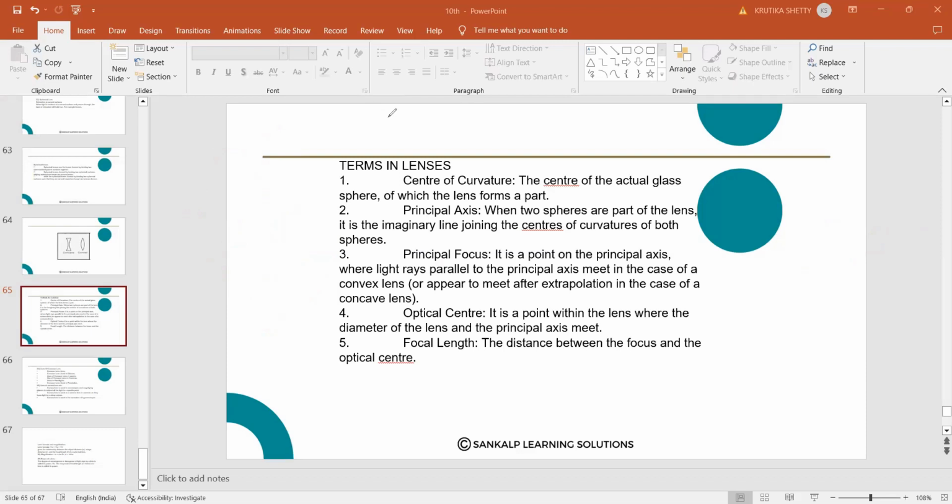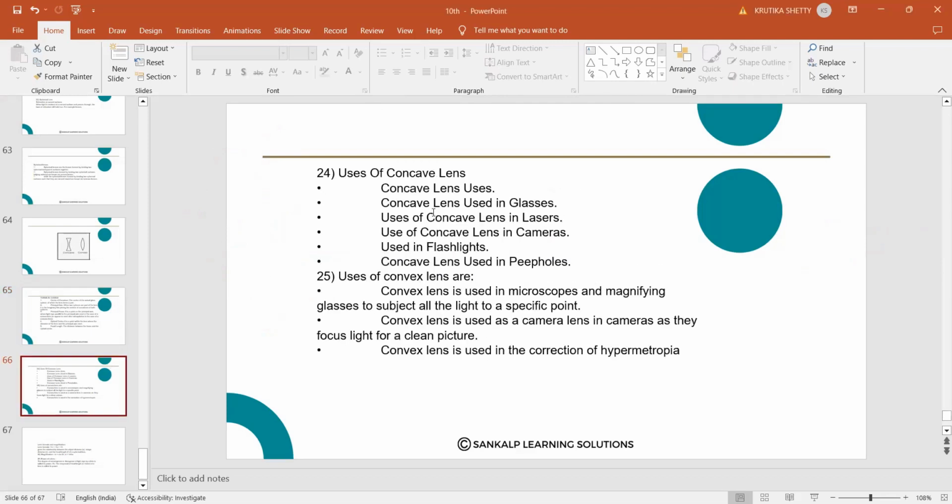Okay. Now, if you want any point repeated, you can tell. Today our target is to complete this lesson. So, uses of concave lenses. Note down the uses. Concave lenses are used in glasses. Concave lenses are used in lasers. These are used in cameras. These are used in flashlights. These are used in peepholes. So these are the different uses of concave lenses.